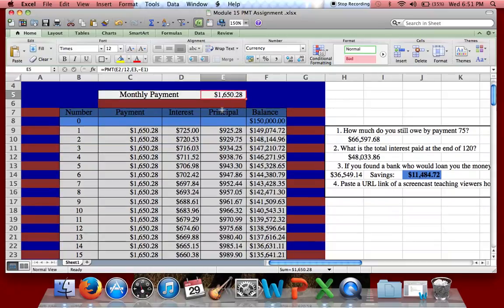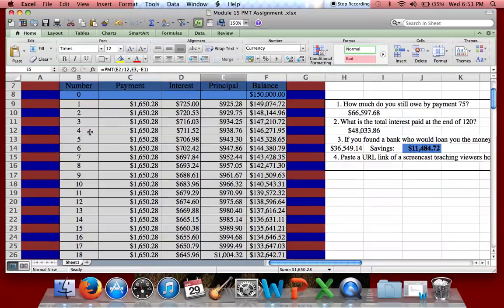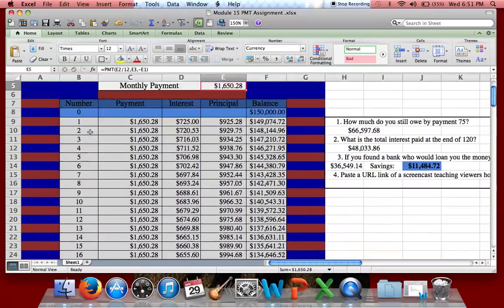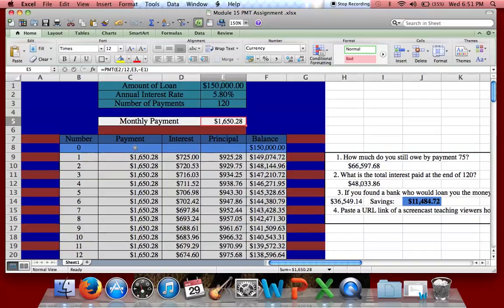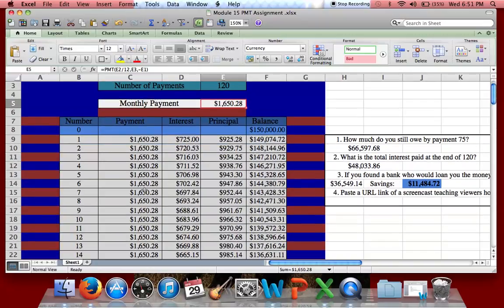The next thing that I did was I came down here, and this column right here is going to be my number of payments, so it's going to go all the way down to 120. This is the payment that I have to make each month. This column is going to be the interest that I have to pay on it, and then this column right here is going to be the principal, and then this column will show how much is left after each payment.